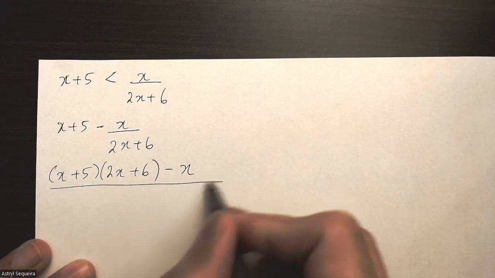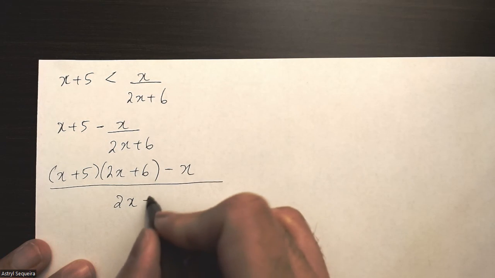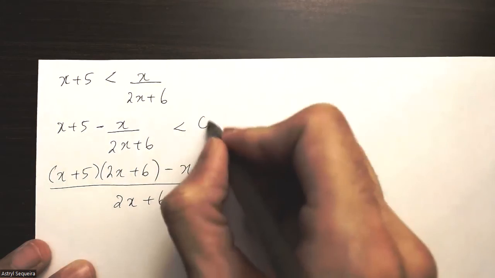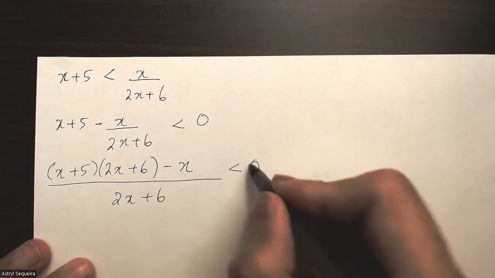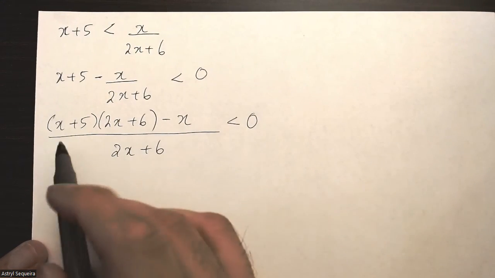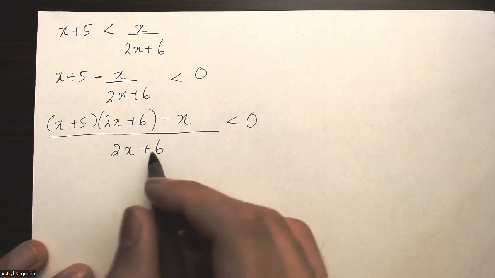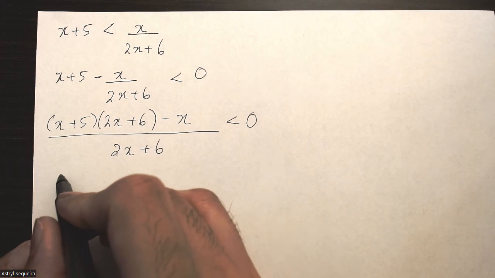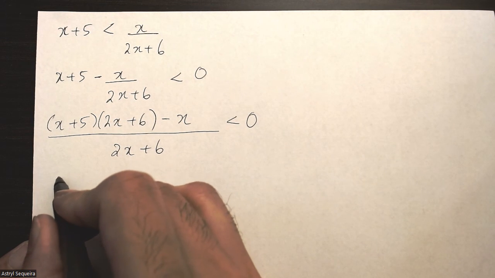My common denominator is just 2x plus 6. Oops, I forgot to write my sign, less than 0, less than 0. I'll just expand this out on the top. I can also factor the bottom if you want. Not necessary, but I'll do it just for fun.